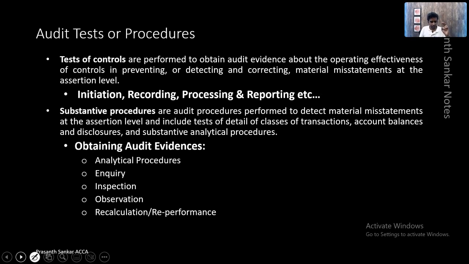The auditor tries to collect the evidences in two ways. First, he tries to prove the control is working effectively. It's called test of controls. He's collecting evidences about the operating effectiveness of the control, because the control prevents and detects material misstatements. So if the control prevents and detects material misstatement and you're proving that the control is working fine, then there could be no material misstatements in the financial statement, right?